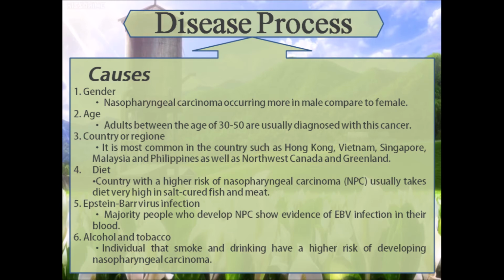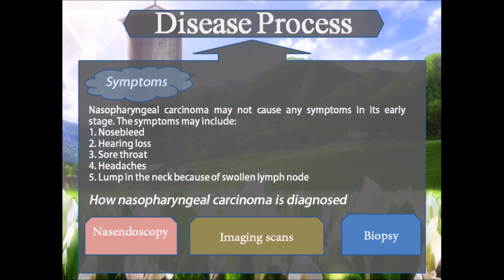Diet. Nasopharyngeal carcinoma diagnosed patients usually take a diet very high in salt, cured fish, and meat. Epstein-Barr virus infection. The majority of people who develop NPC show evidence of Epstein-Barr virus infection in their blood. Last but not least, individuals that smoke and drink also have a high risk of developing nasopharyngeal carcinoma. Some of the symptoms of nasopharyngeal carcinoma may include nosebleed, hearing loss, sore throat, headaches, and lump in the neck because of the swollen lymph node.